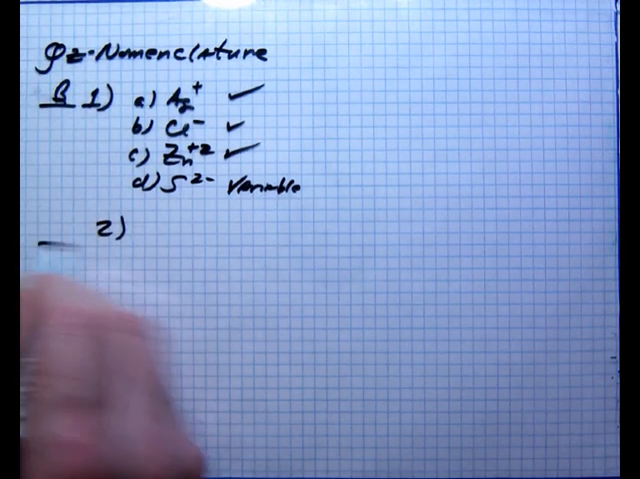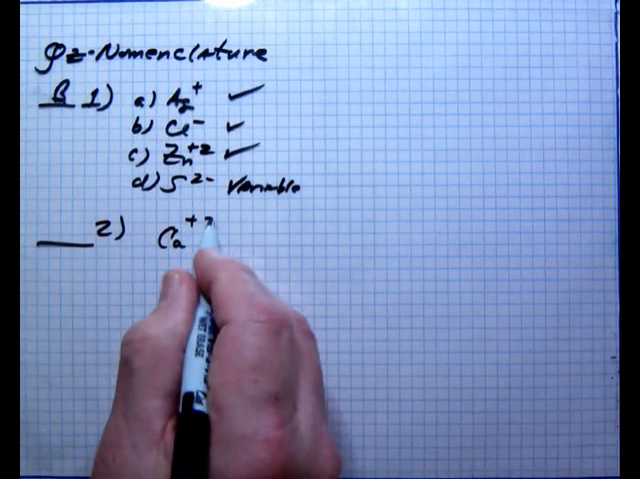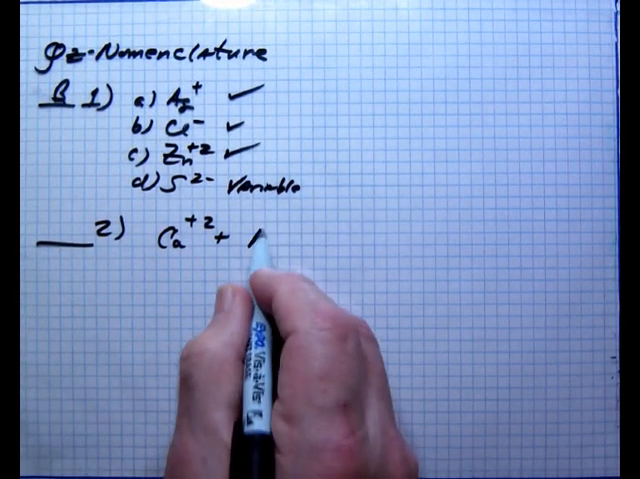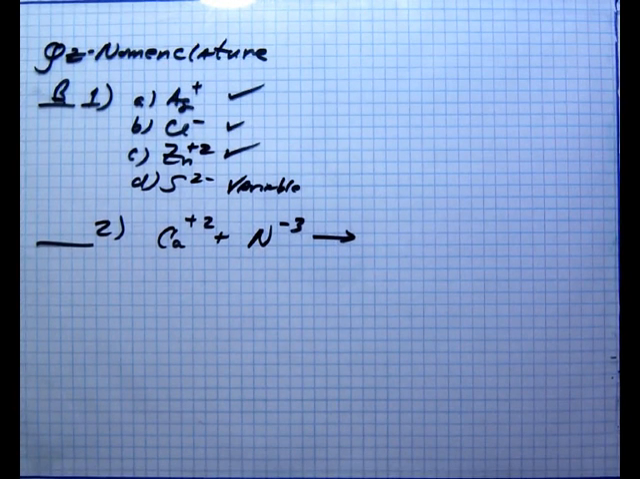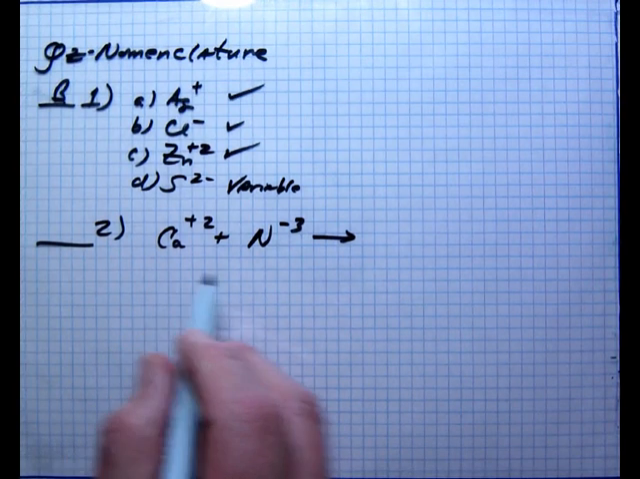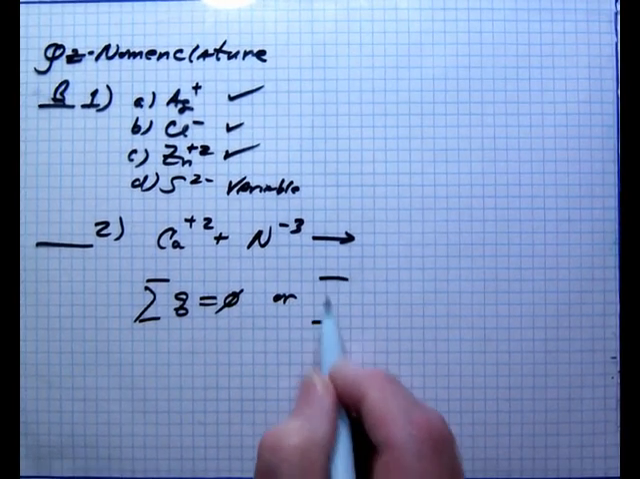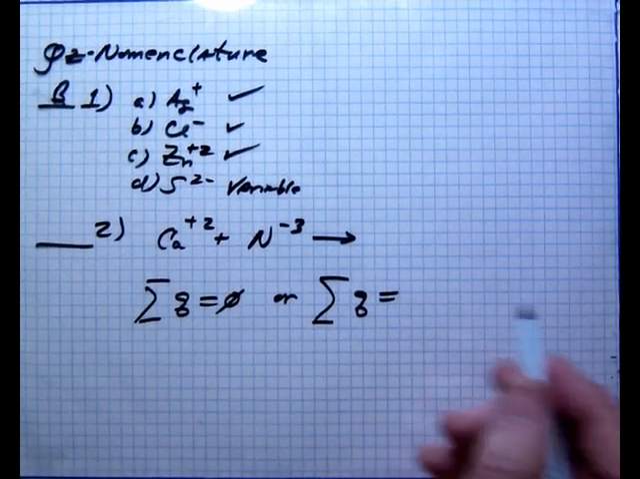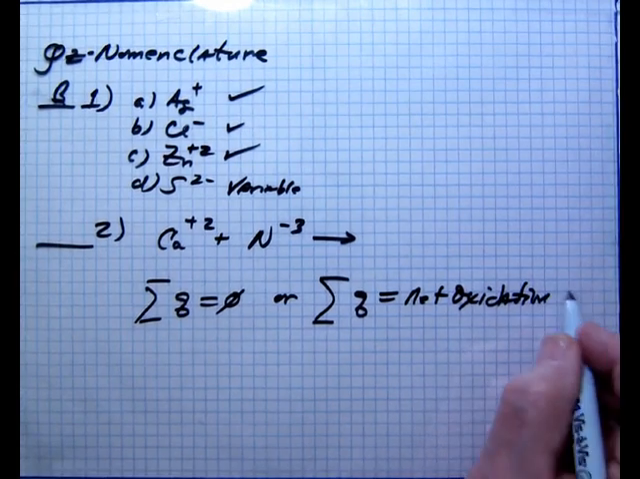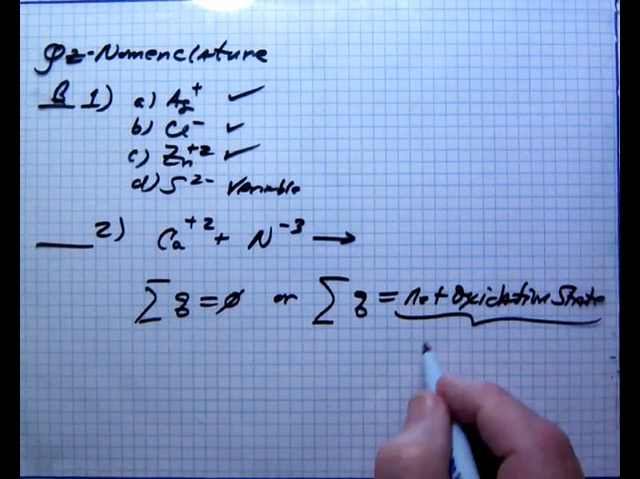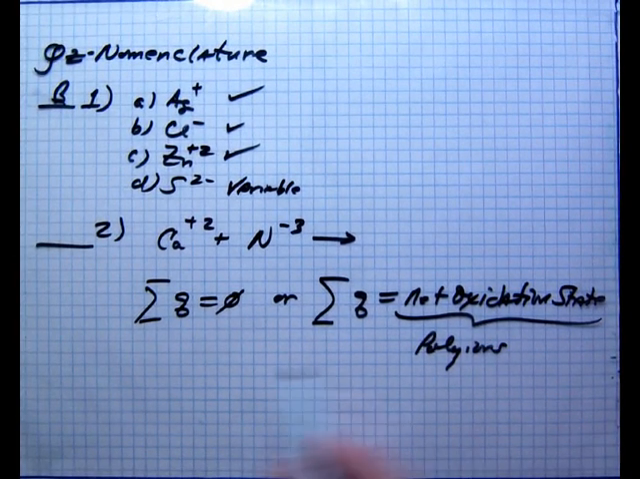Okay, number 2, real quickly. If calcium has an oxidation state of +2, and we hook that up with nitrogen -3, what would be the appropriate formula? Now, when you write your formulas, you have to remember that the sum of all the charges must equal 0, or the sum of all the charges must equal the net oxidation state. Now this, of course, is for the polyions. Okay, each element has its own oxidation state.